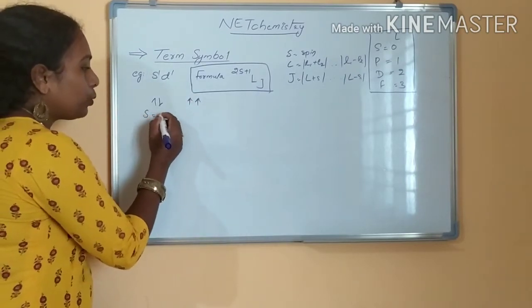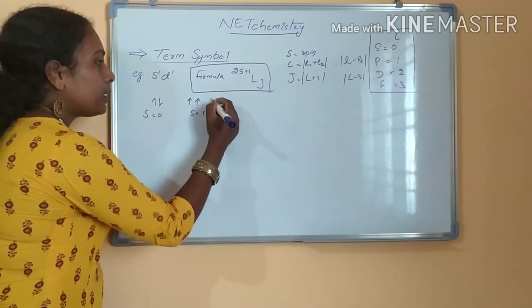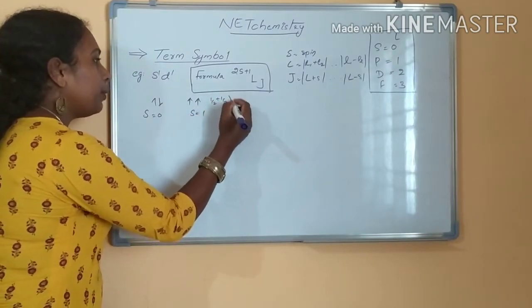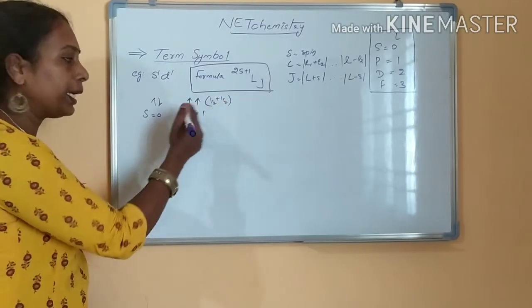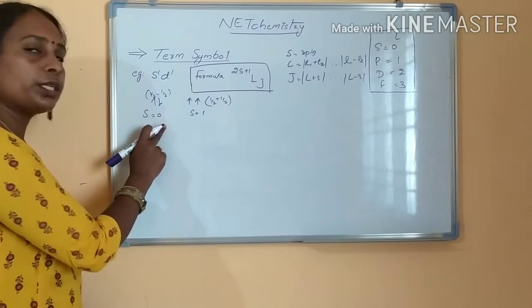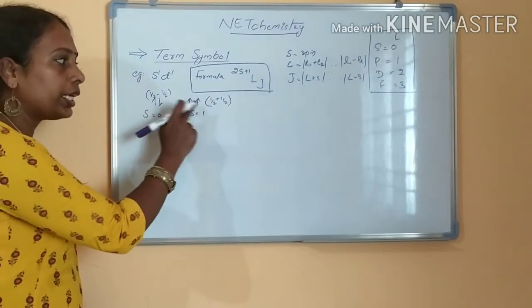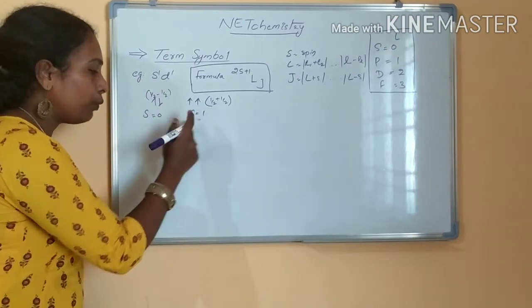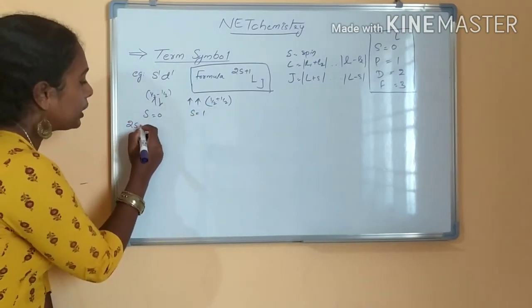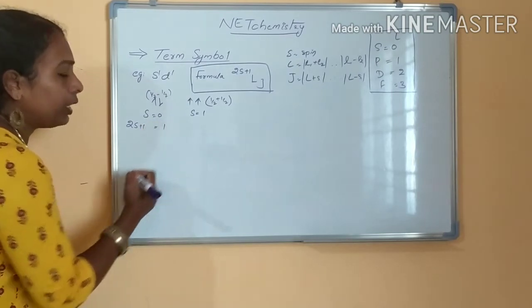Here spin equal to 0, the spins cancel each other. Here spin is equal to 1/2 plus 1/2, so S equal to 1. In the singlet case, 1/2 minus 1/2 you get 0, the two electron spins cancel each other. So what is the value of 2S plus 1? For S equal to 0, you get 1.